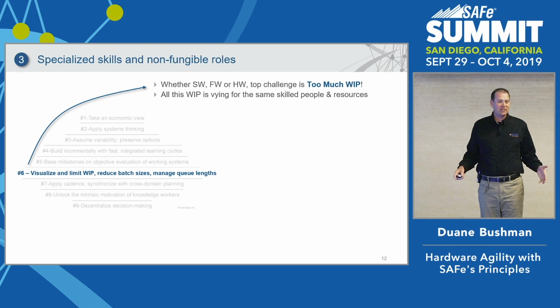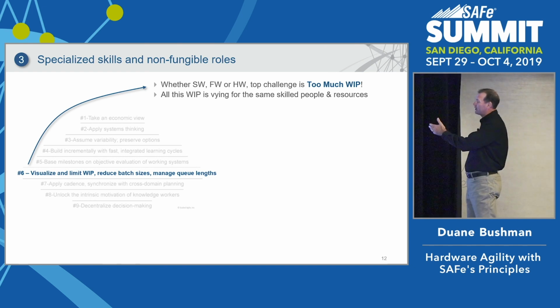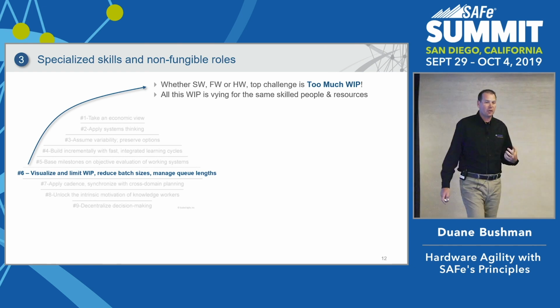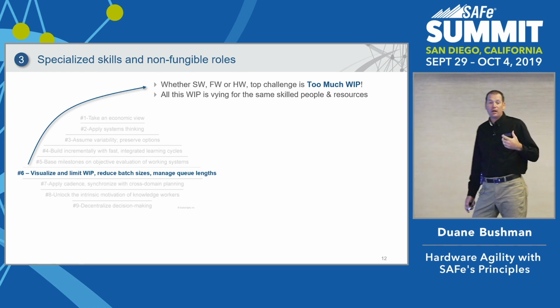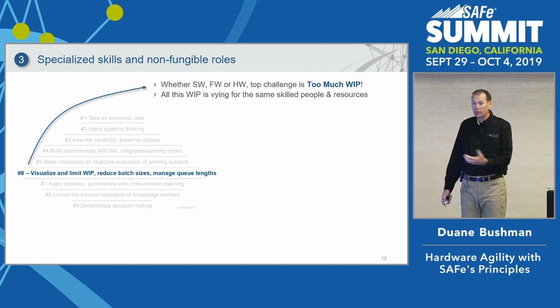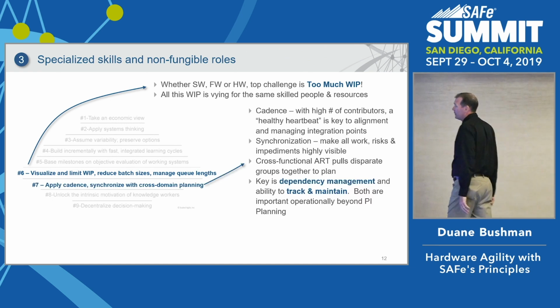If it's your honey-do list coming up this Saturday, you've got too much to do, it's WIP. Because we're trying to do too much. So let's understand that, and let's visualize this stuff, and let's truly reduce our batch sizes and truly lean out. That is going to help us go a long way to flow through our organization. That one's not specific to hardware, folks.